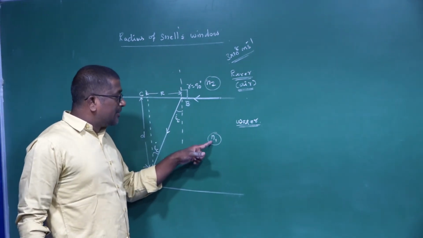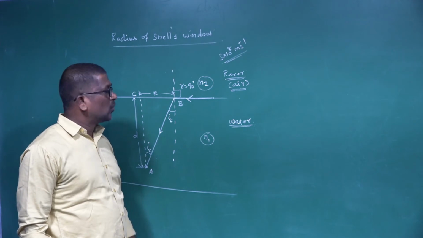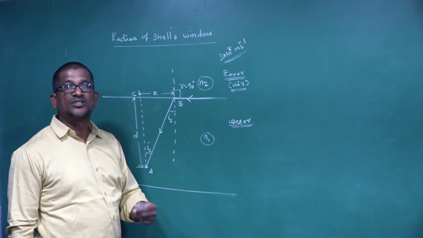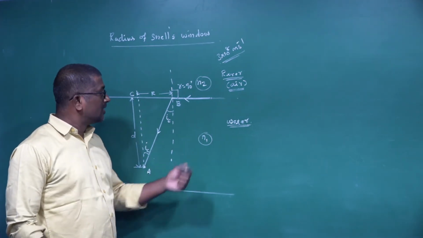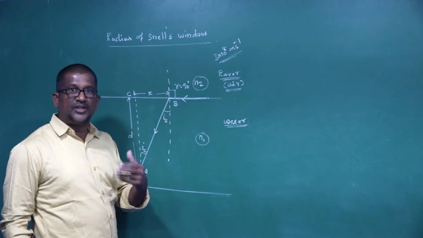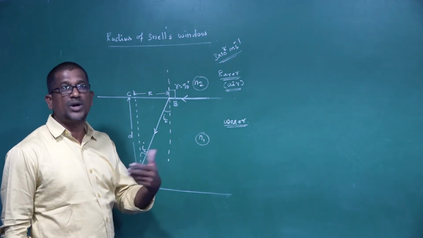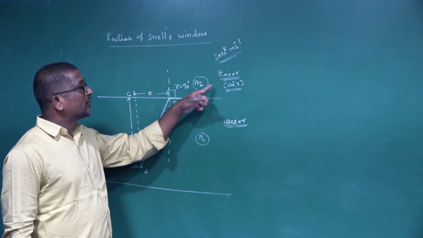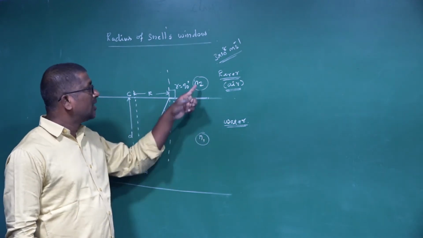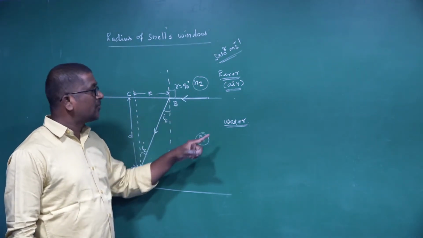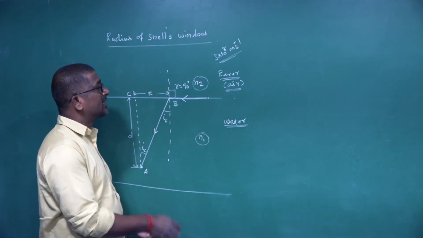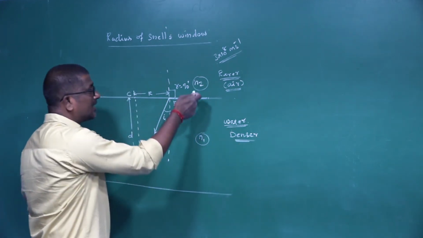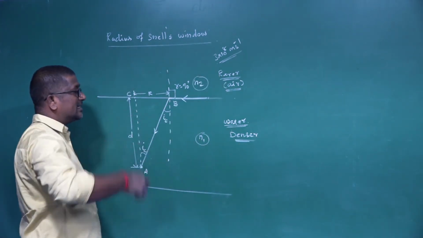Here let N1 be the refractive index of the water medium. What is the refractive index? The ratio of the speed of light in air to the speed of light in the medium is called the refractive index of the medium, right? The refractive index value is different for different media. So the refractive index of water is taken as N1 and the refractive index of air is taken as N2. So N1 and N2 are the refractive indices of the water medium, or denser medium, and the air medium, the rarer medium. Here light travels from rarer medium to denser medium.